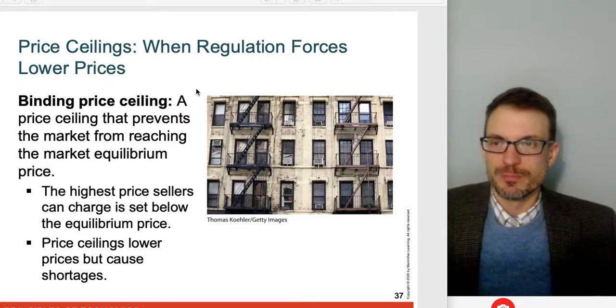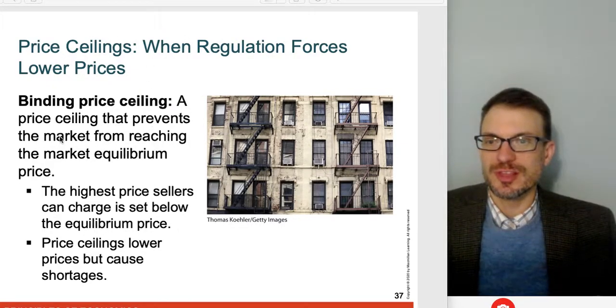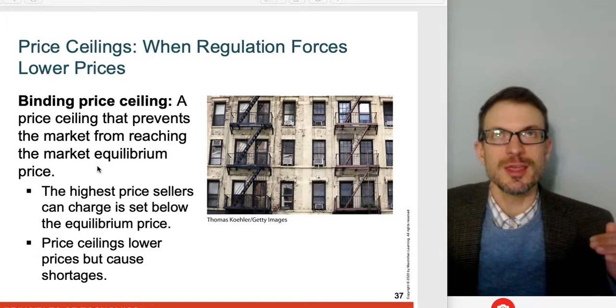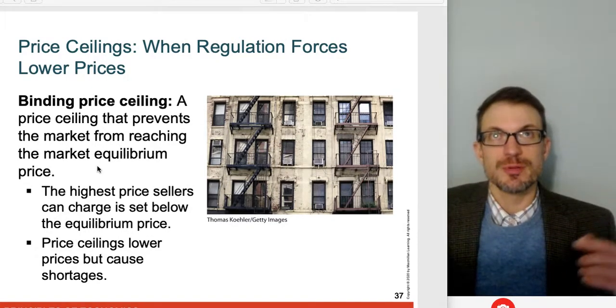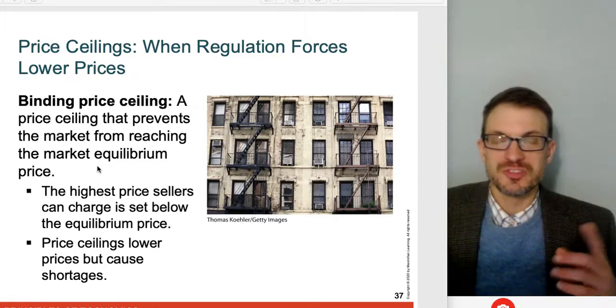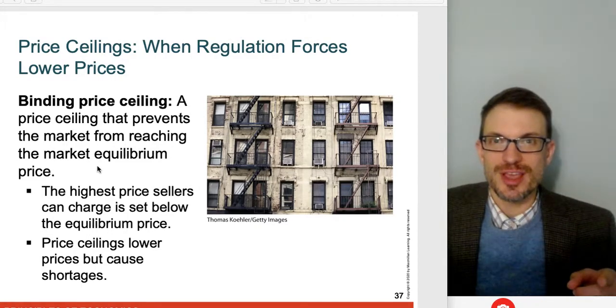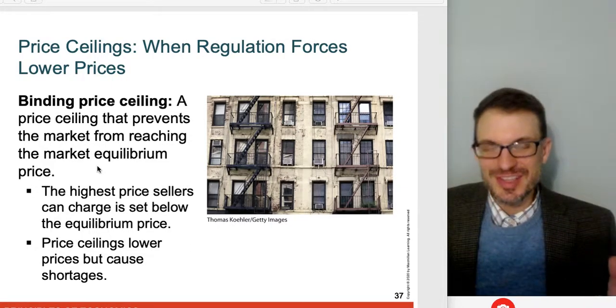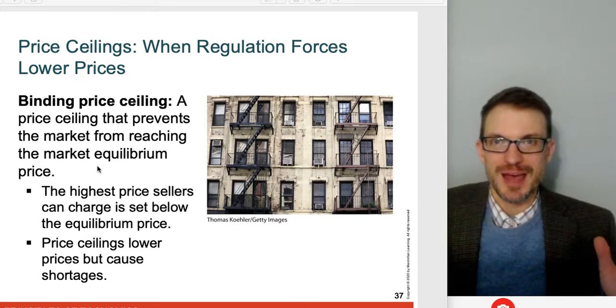All right, so binding price ceiling. A binding price ceiling is one that prevents the market from reaching the market equilibrium. Remember, I said with a price ceiling, you can be anywhere in the room. The ceiling prevents you from going higher. The ceiling's typically not a binding constraint on our behavior, right? You don't typically have problems not going through the ceiling. So the ceiling in a room is typically a non-binding constraint.